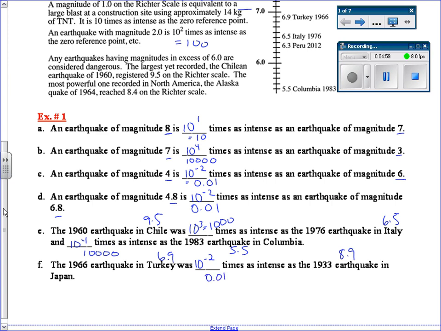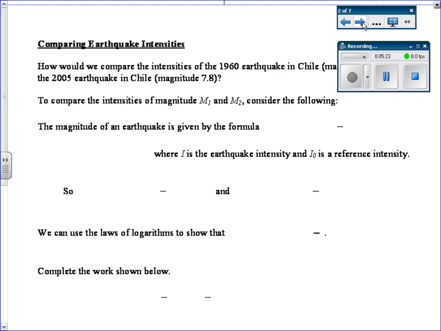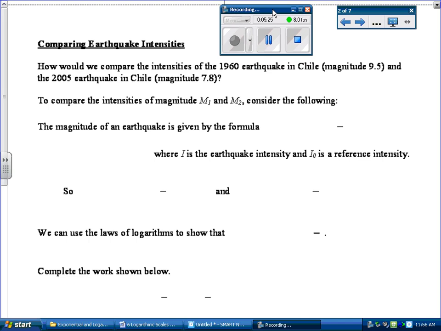Now, unfortunately, the kinds of questions that you're going to get based on the Richter scale are not always going to be quite this simplistic, because the differences are not always a whole number. If we look at 5.5, we want to compare 5.5 to 6.3 or to 6.9. We can't do that using the method we used, because it's not a whole number of steps. So we have to have some method for comparing those types of earthquakes.